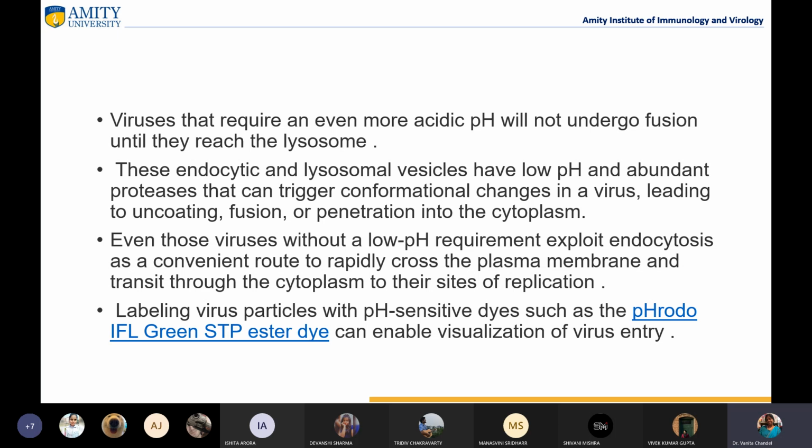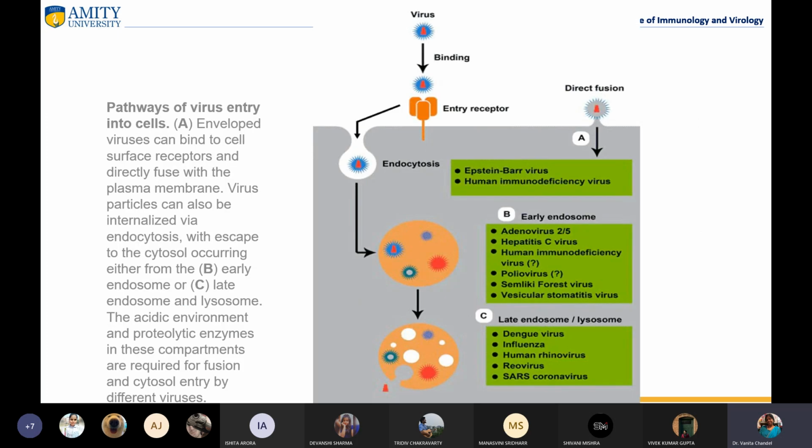How can we check this? By labeling the virus particle with certain pH-sensitive dyes, such as pHrodo Green STP ester dye, that enable the visualization of virus entry. So that can be seen.